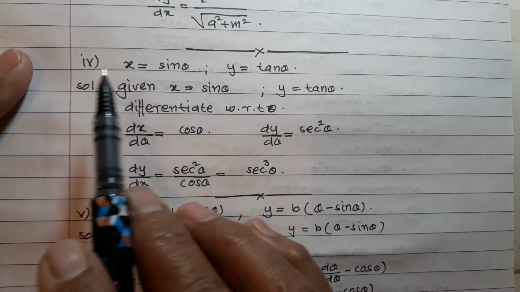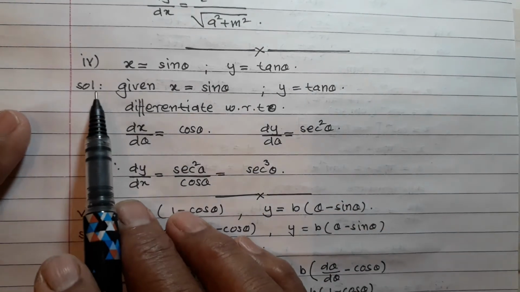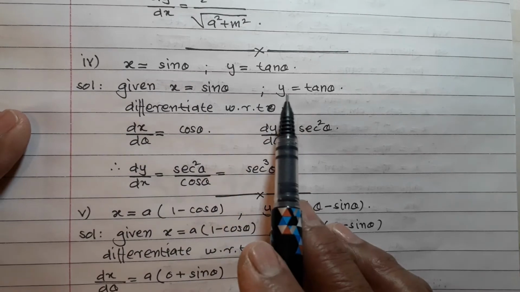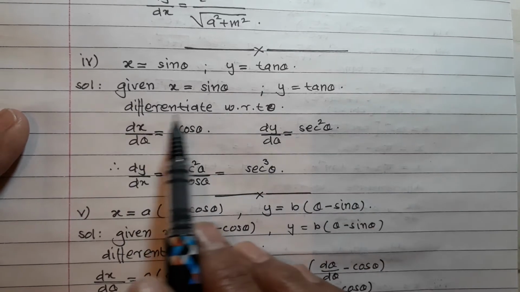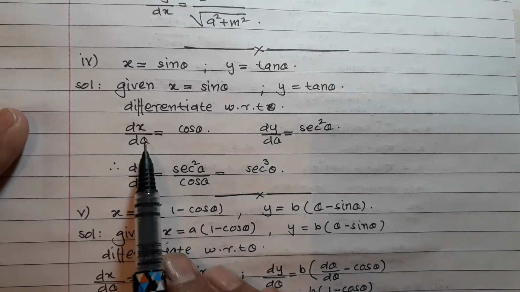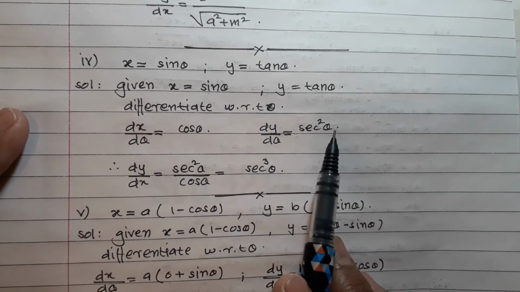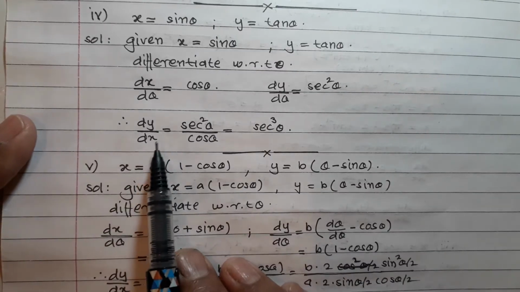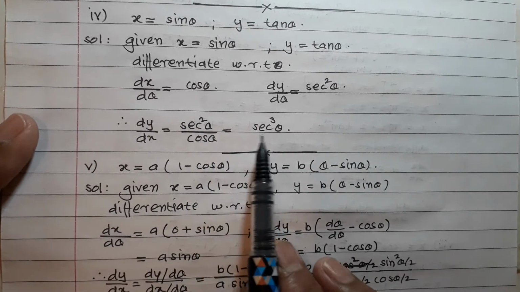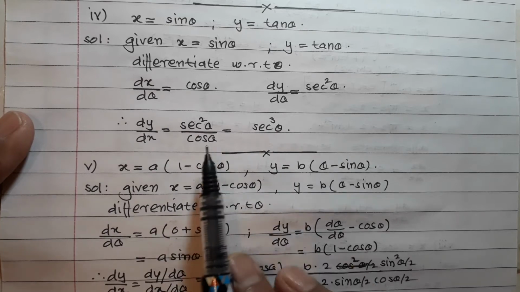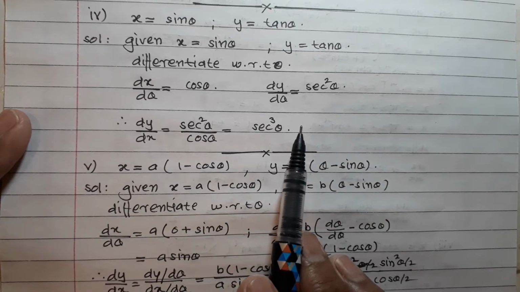Question number 4. x = sin θ, y = tan θ. Solution: given x = sin θ, y = tan θ. Differentiate with respect to θ. dx/dθ = cos θ and dy/dθ = sec² θ, and therefore dy/dx = sec² θ / cos θ. If you simplify this, you will get sec³ θ, because 1/cos θ = sec θ, into sec² θ, that is sec³ θ.